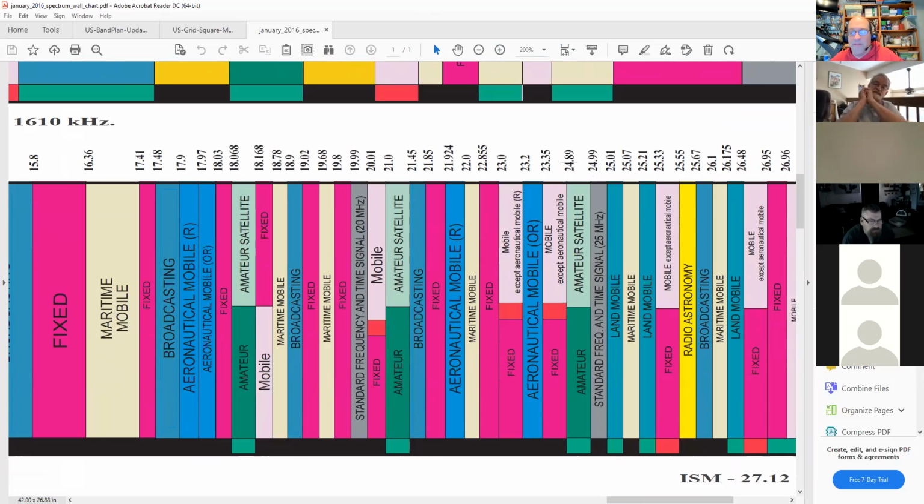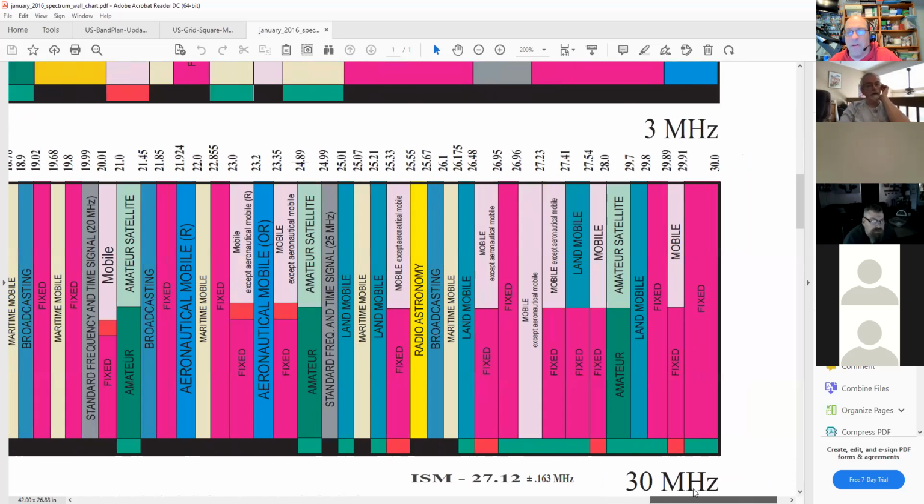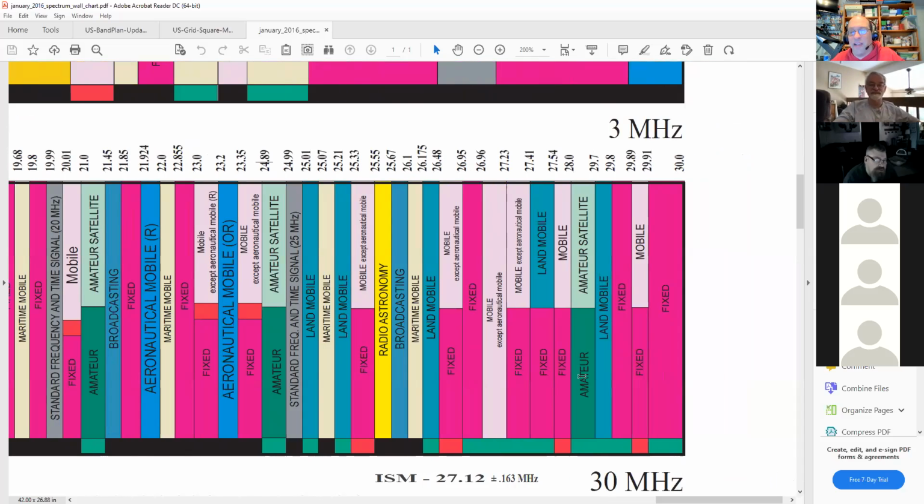So 25 megs, we've got standard time, then land mobile, maritime mobile, fixed, radio astronomy, broadcasting, maritime mobile, land mobile, fixed, mobile, fixed, land mobile, and then finally we get to another ham band, which is between 28 and 29.7. So we cannot operate on those at all. Nope. We have no privileges there.